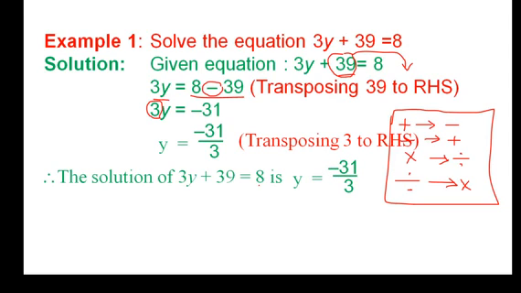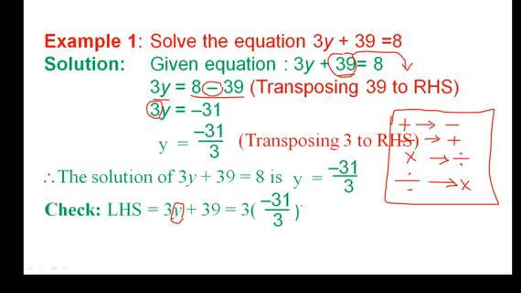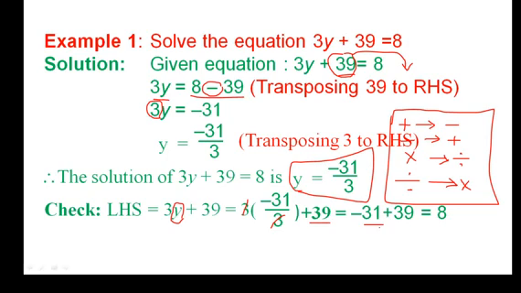Now we have to check whether the y value we are getting is true or false. By checking, taking LHS, 3y plus 39 is equal to 3 of the y value. Here, how much is the y value given? Minus 31 by 3. So minus 31 by 3, write in bracket, 3 before it, keep in bracket. Next, plus 39. That is equal to minus, 3 ones are 3. Cancel these 2. So minus 31 remains. Here plus 39. So minus 31 plus 39 is equal to 8.